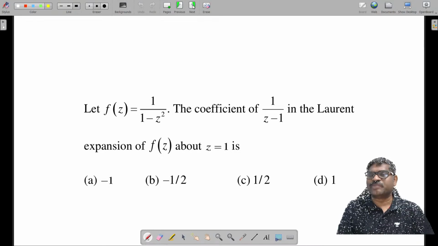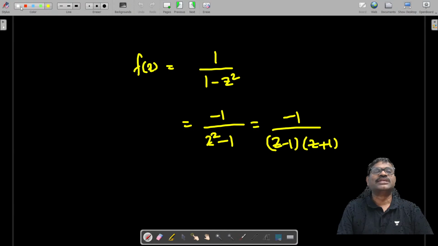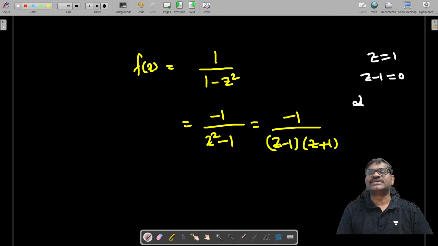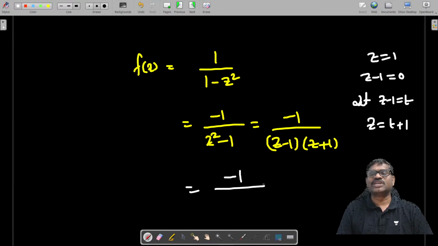the coefficient of 1 by z minus 1 in the Laurent series expansion of f of z at z equal to 1. Since z equal to 1, therefore z minus 1 equal to 0. Let us take z minus 1 equal to t. If z minus 1 equal to t, z equal to t plus 1. Convert your function in terms of t. Minus 1 by z minus 1 is t, and z plus 1 is t plus 2.